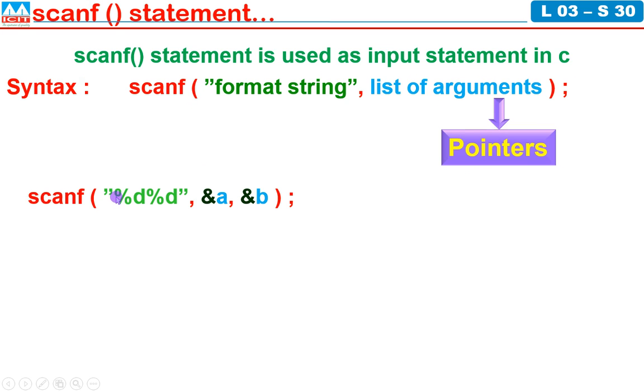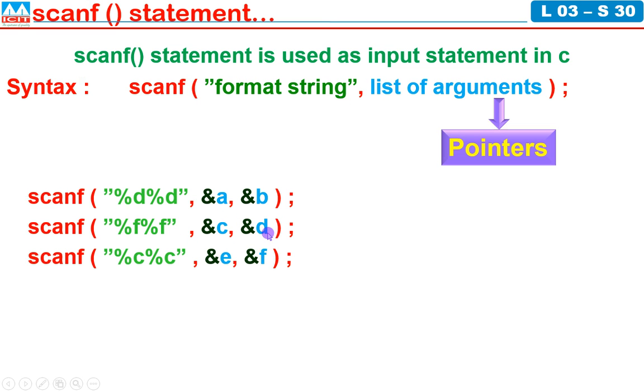What is the function of this scanf? At the time of execution of this scanf, the system will wait for your entry. You gave the values 5 and 10. The first value 5 will be received in the form of integer and stored in the variable A. The second value will be received as an integer and stored in the variable B. The first float value will be stored in the variable C. The second float value will be stored in the variable D.